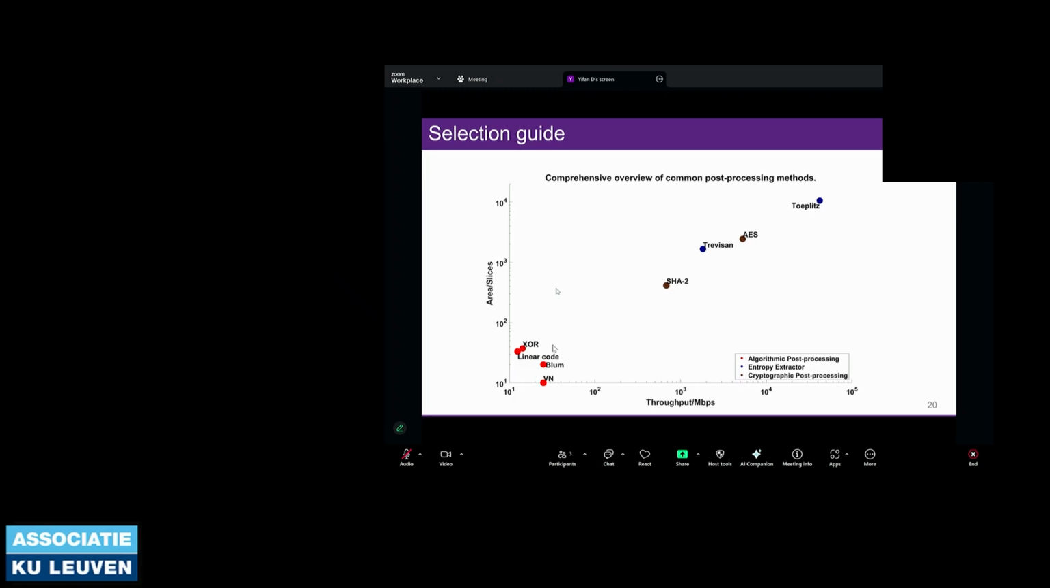The red dots are algorithmic post-processing, which has information theoretical security. We have cryptographic methods like SHA-2 and AES. Also, there are entropy extractors studied in this work that offer unconditional security.